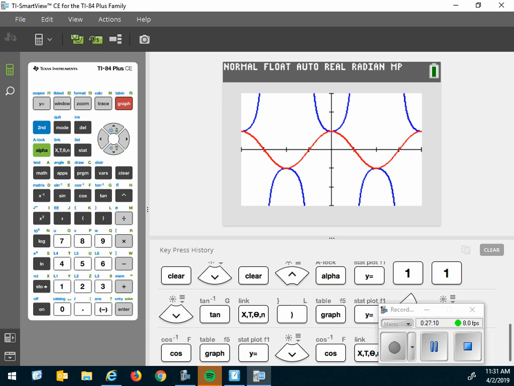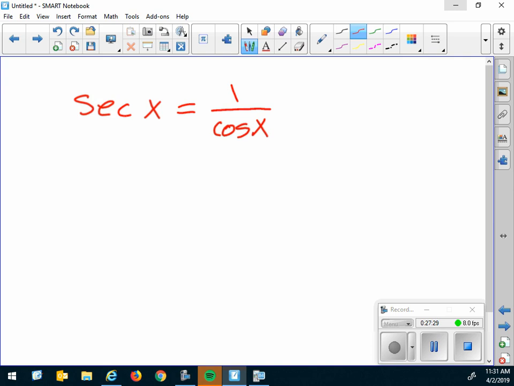Every place that cosine is equal to 0, secant is undefined, so there's a vertical asymptote. Oh my goodness. Is that not cool? I think that's so cool. So, you keep the picture on your screen. I'm going to ask you some questions. Where are the vertical asymptotes?